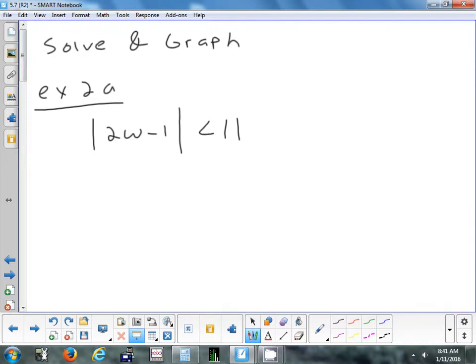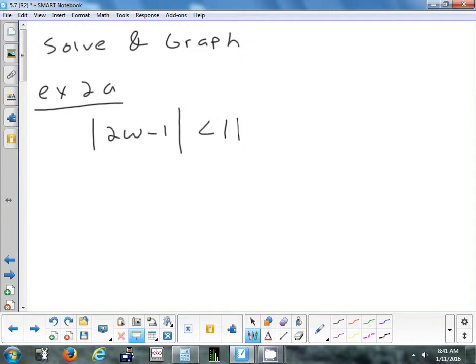All right, what's nice about 2A? What's nice about this one? It's going to save us a little time. Yep. Yeah, there's not a number on the outside of the absolute values. Step 1 is done. Absolute value is by itself. Everything is inside the bars, nothing on the outside.